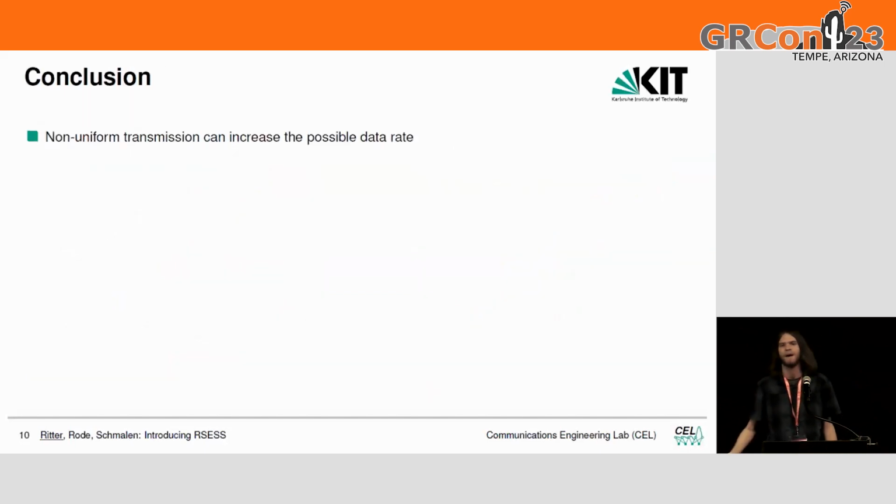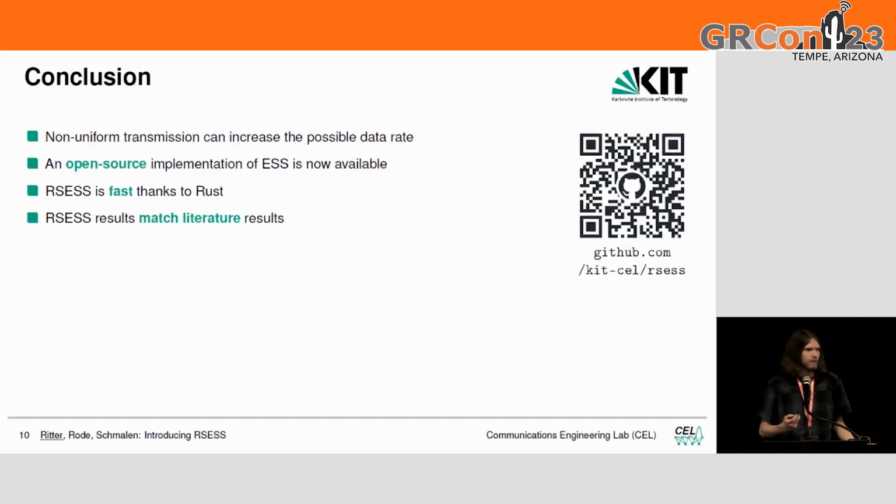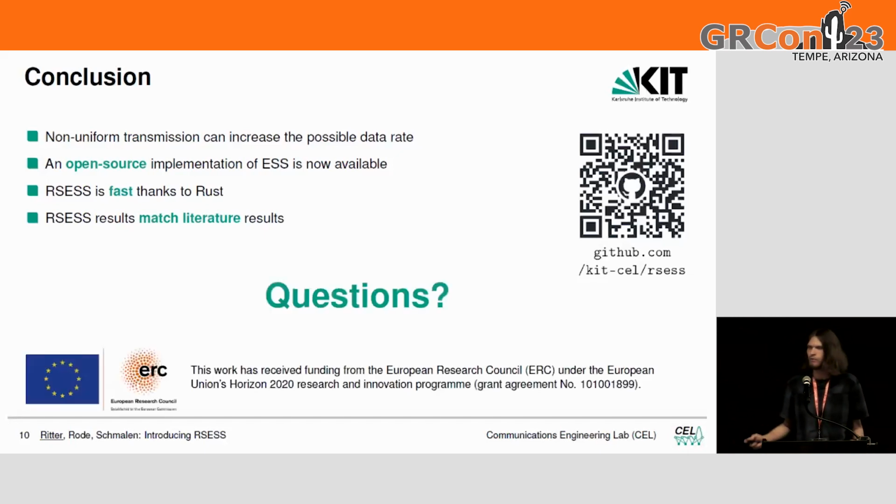So I hope I could interest you in non-uniform transmission schemes to increase data rates. And I published or introduced our implementation of ESS called RSESS. It's relatively fast because it uses Rust, and the results we get using RSESS match results from literature. I hope if any of you are in this field that RSESS may be useful to you. Thank you for listening, and I think there is still time for questions, so feel free to ask.